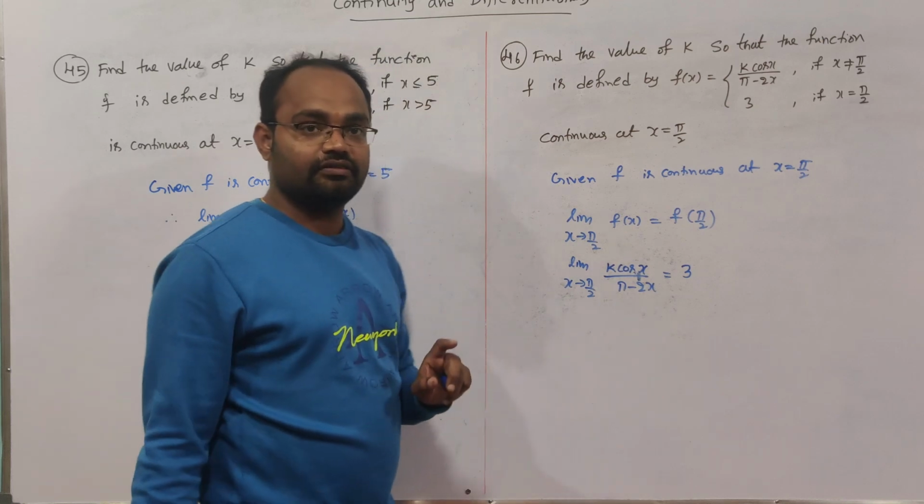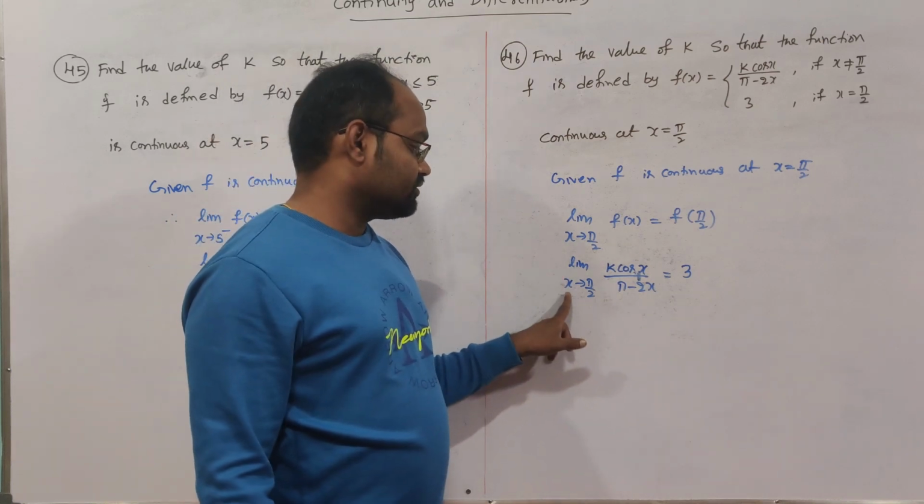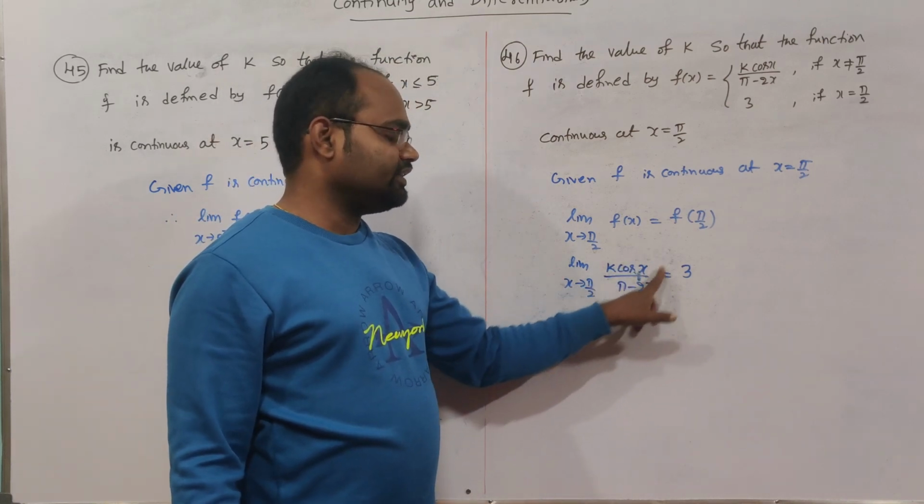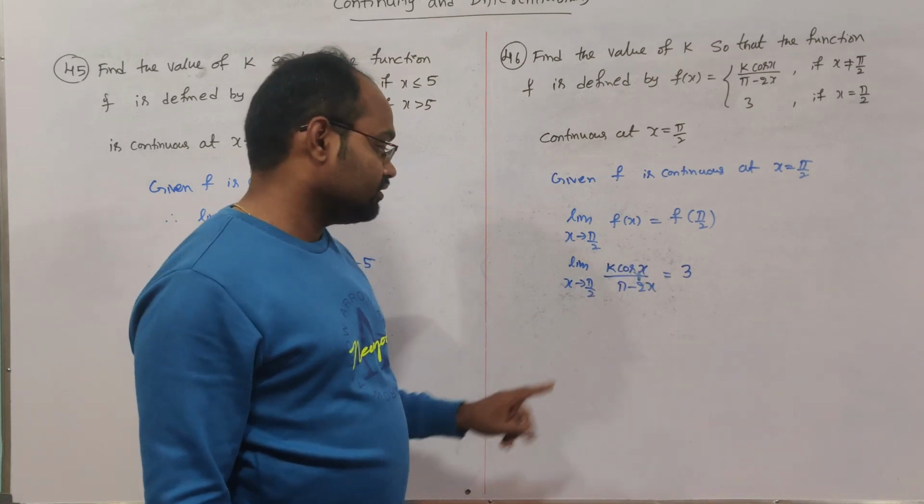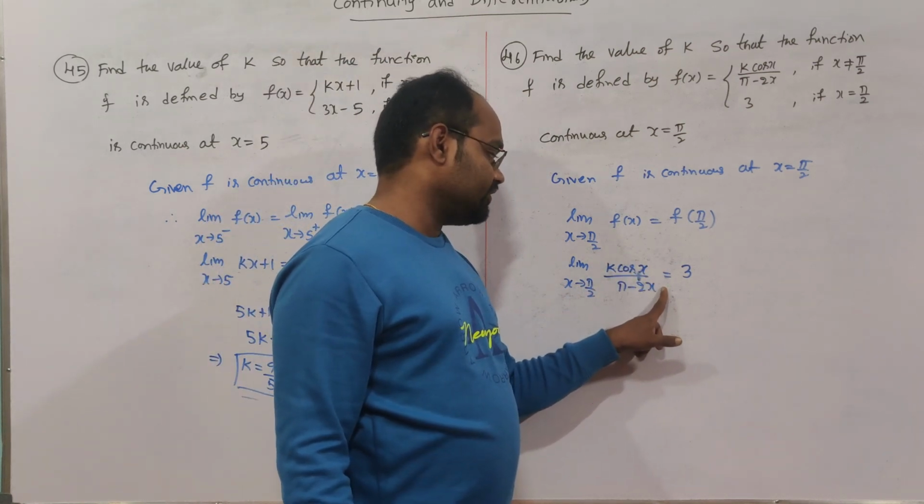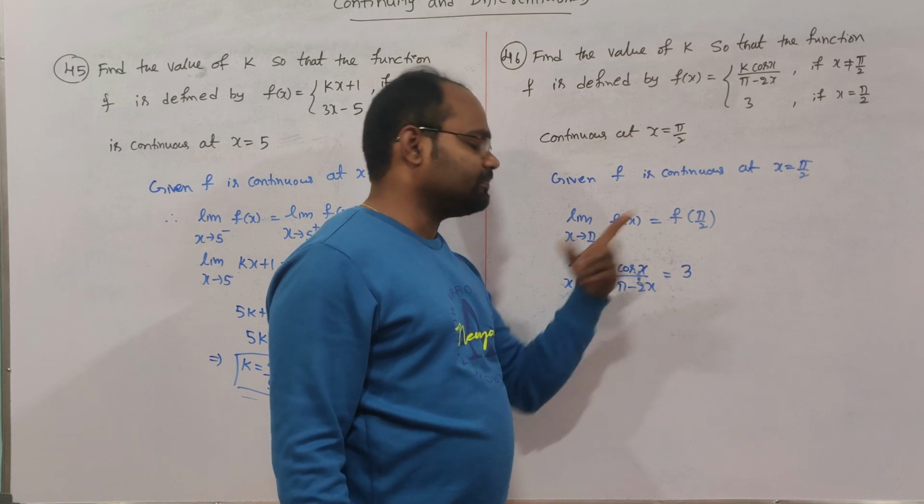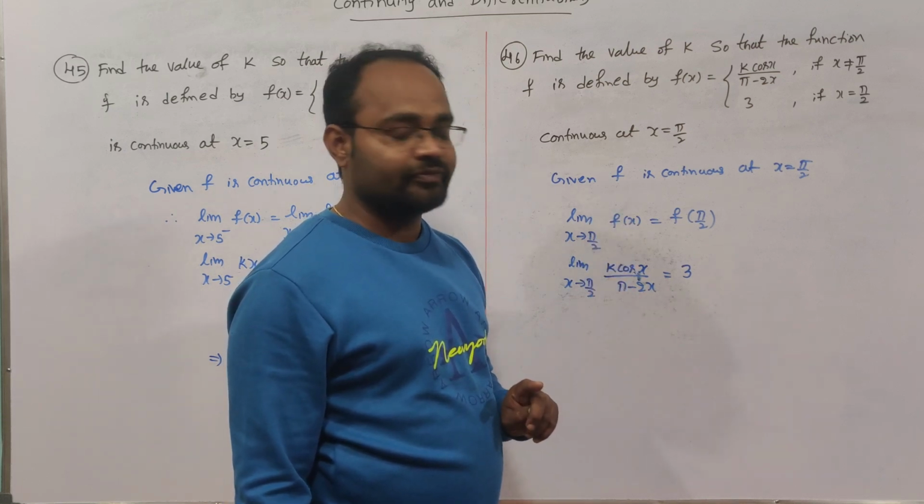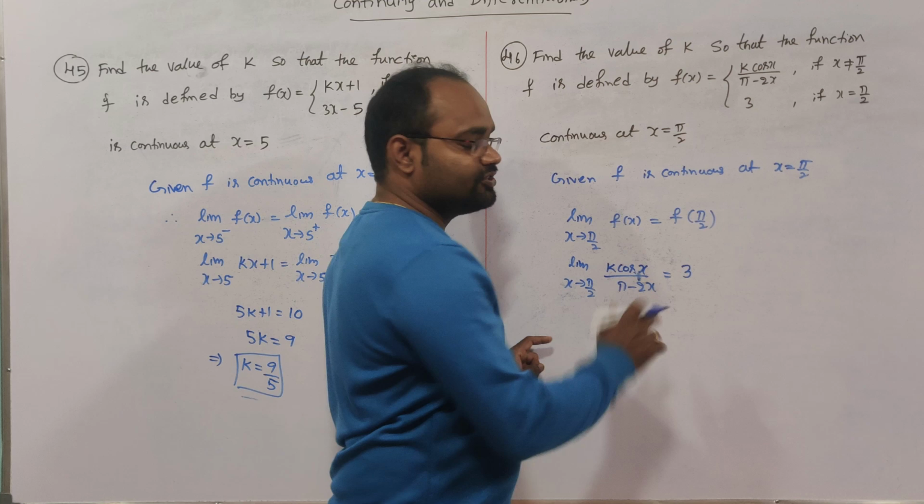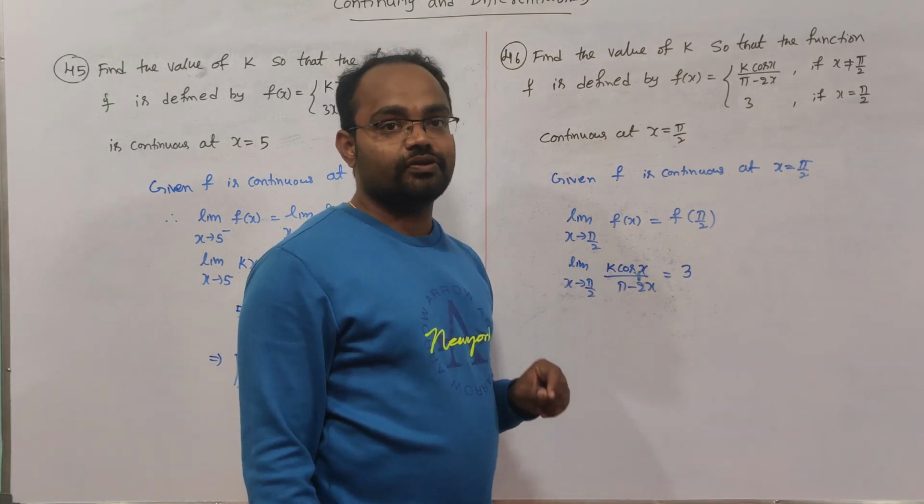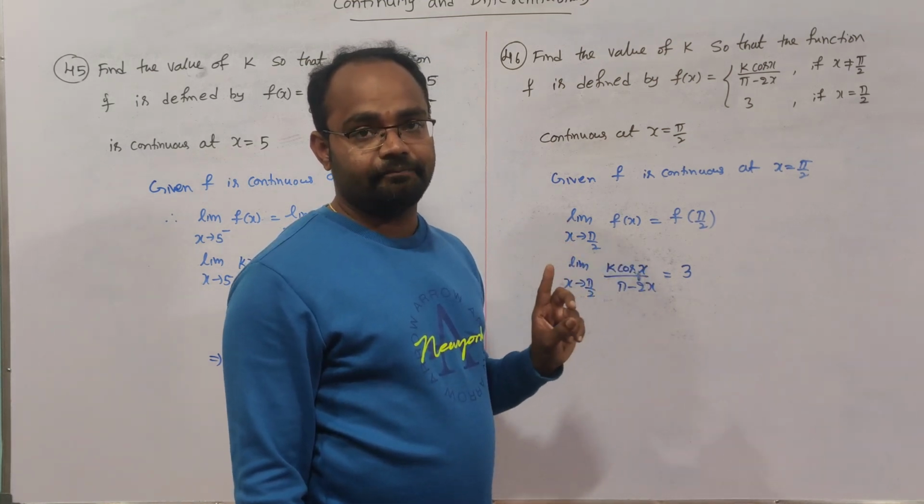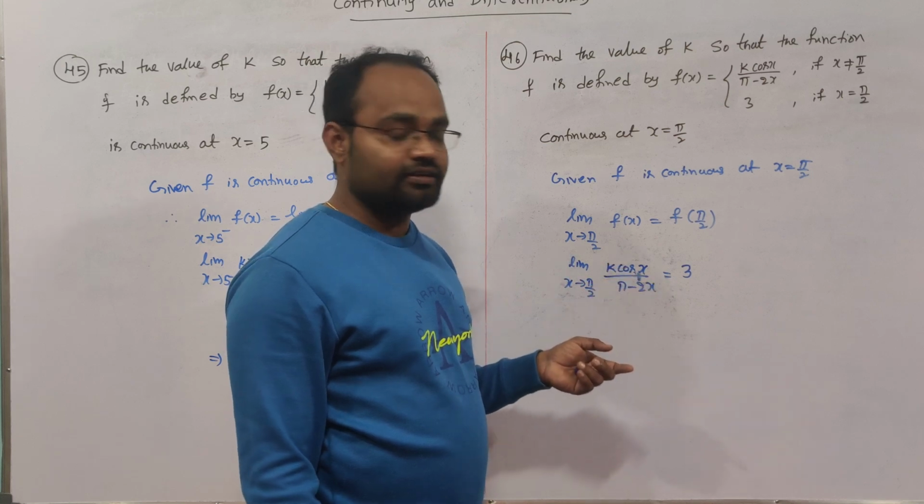This is the given. Now observe this, cos pi by 2, cos 90 is 0, numerator 0 ಆಗುತ್ತೆ. Denominator ಅಲ್ಲಿ 2 into pi by 2 ಆದರೆ pi ಆಯ್ತು, pi minus pi denominator 0 ಆಗುತ್ತೆ. So this is in the form of 0 by 0. 0 by 0 ಇದ್ರೆ ಡೈರೆಕ್ಟ್ ಆಗಿ ಲಿಮಿಟ್ ಅಪ್ಲೈ ಮಾಡಕ್ ಆಗಲ್ಲ. We have to simplify it.